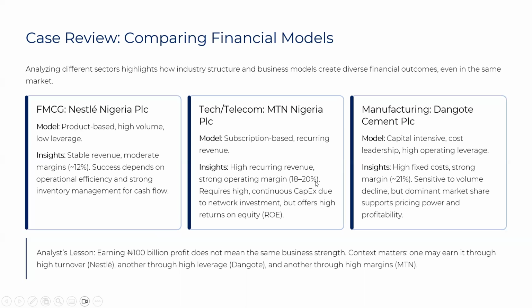You can check the financial statement of MTN yourself to understand. What I mean is that for telecom businesses, the margin is between 18 to 20%. So if you're analyzing a telecom business and their margin is below this, then you should say that the company is not doing well compared to what is obtainable in the industry. That is why this is very, very important. It requires high continuous capital expenditure due to network investment, but offers high return on equity. So that's what the telecom business is all about.